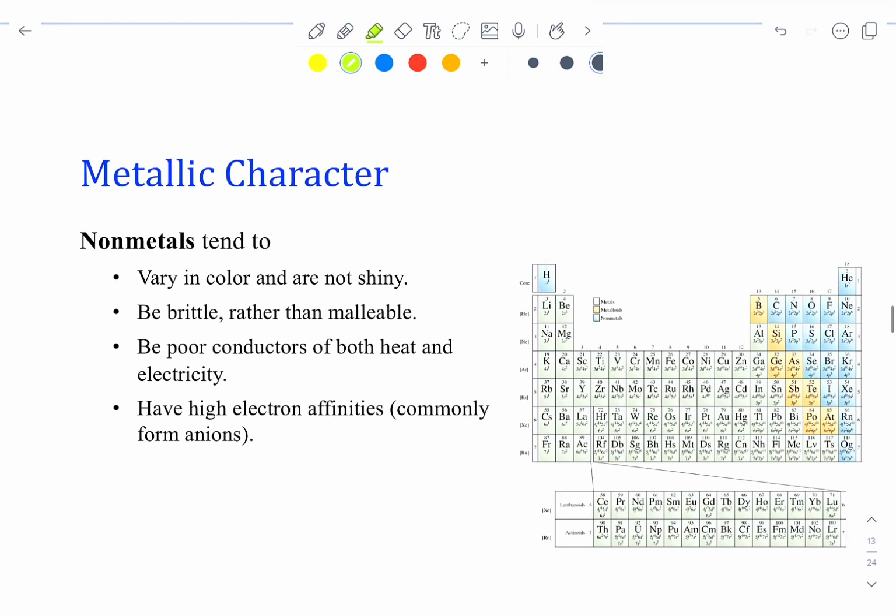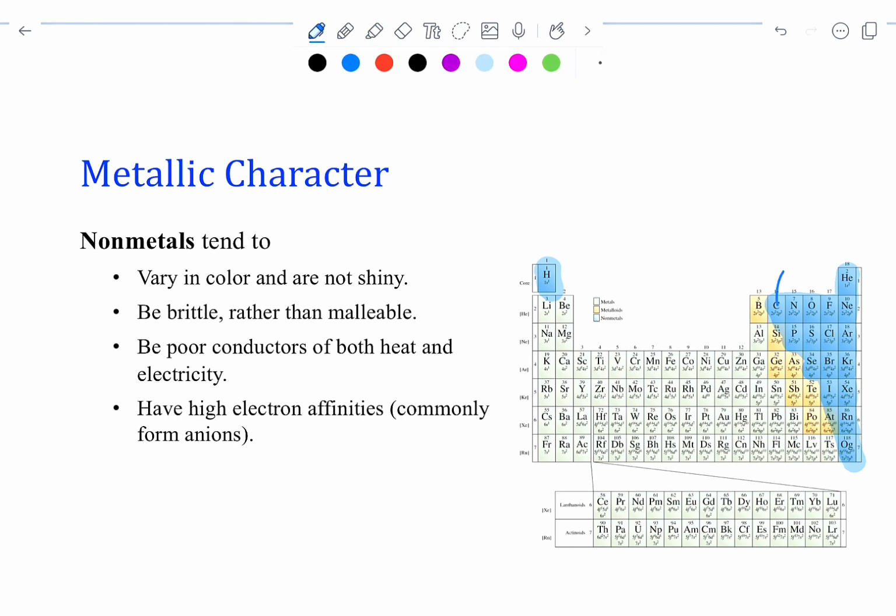Next up, we have the character of nonmetals. So our nonmetals is everything in blue, which is not a lot of elements on our periodic table, but they do a lot of things. If you take organic chemistry, you'll see a lot of stuff with just carbon, nitrogen, and oxygen. That makes up an entire class right there. So even though there's not a lot of nonmetals, we do a lot with them. And nonmetals tend to vary in color. They're usually not very shiny. Think of carbon. That's a good one to think about.